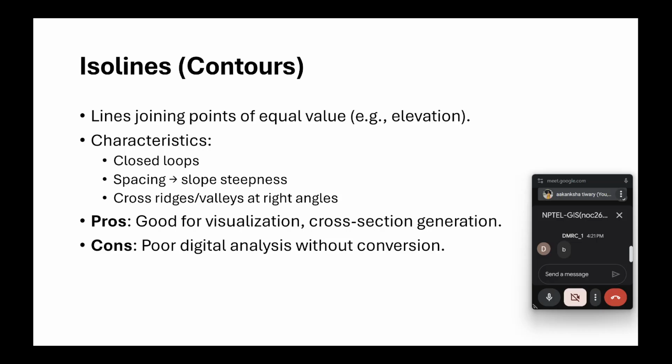So isolines. This is what we have done. So it will be easy for you to connect to each and every point. Isolines or contours are lines that join points of equal value. Suppose for our case we used elevation. So what are the characteristics? It will form a closed loop, and the spacing between the lines can tell about the steepness, and they cross ridges or valleys at right angles.